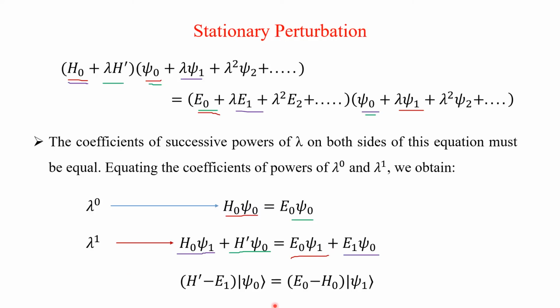Now you bring the same state to the same side. For example, on the left hand side I am bringing the terms with the ket psi naught. So here E1 psi naught and H prime psi naught, these two terms I am bringing to the left hand side. So this will become H prime minus E1, acting on psi naught. And the remaining term I am bringing to the right hand side. So this will become E naught minus H naught multiplied with ket psi 1.